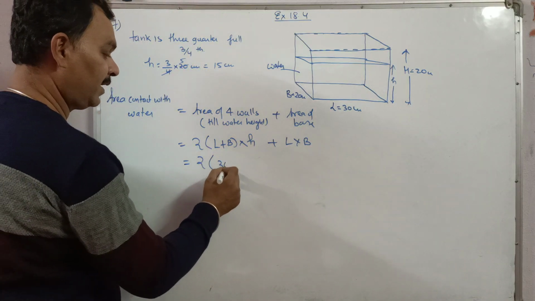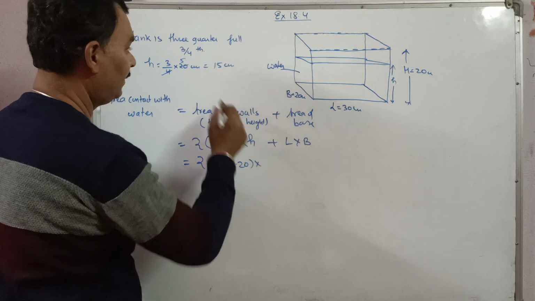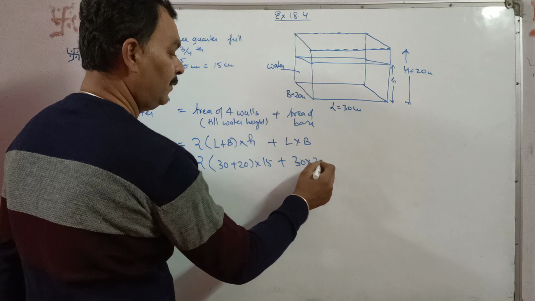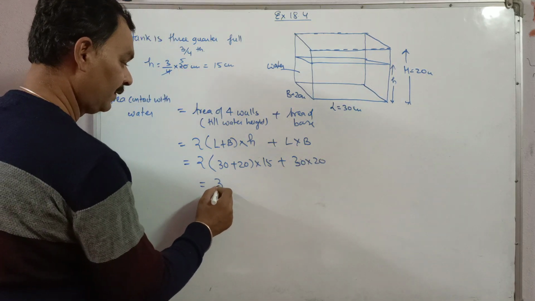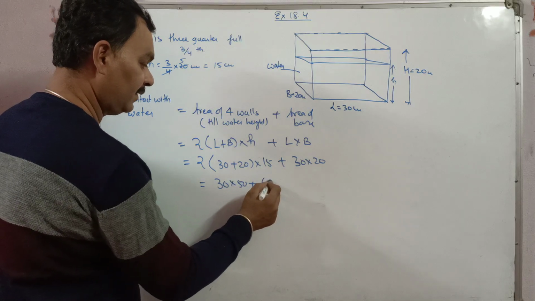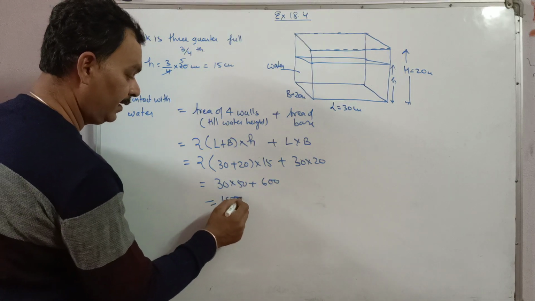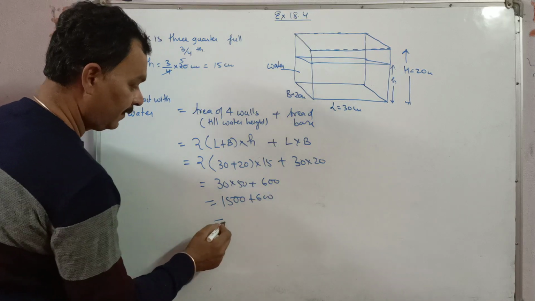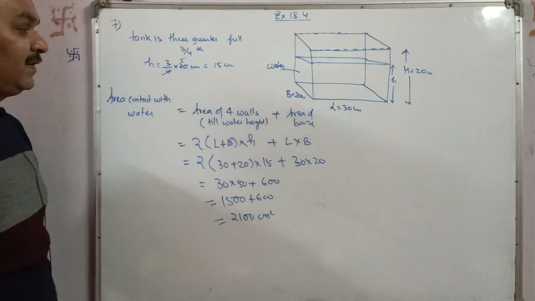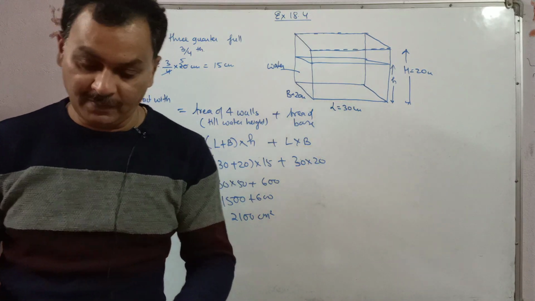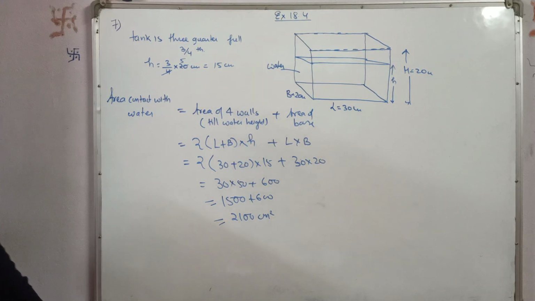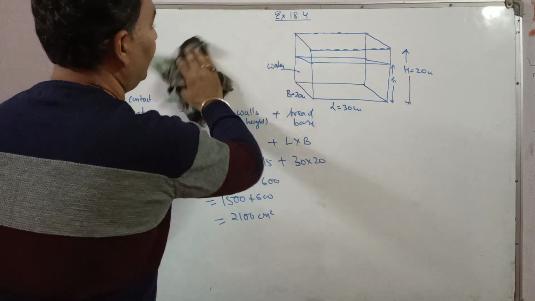Substituting the values, 2 times 30 plus 20 into h is 15, plus 30 into 20. 2 into 15 is 30, 30 times 50 is 1500, plus 600, that is 2100 centimeter square. This is the area which is in contact with water. Now question number 8.